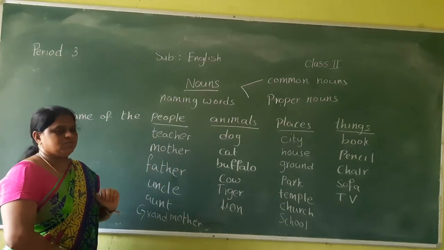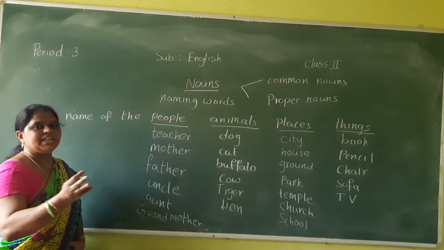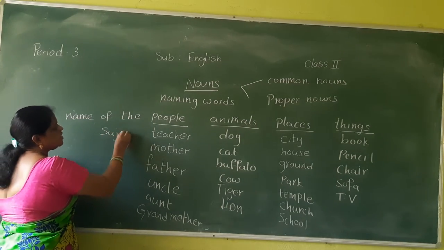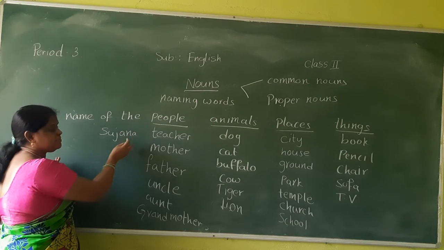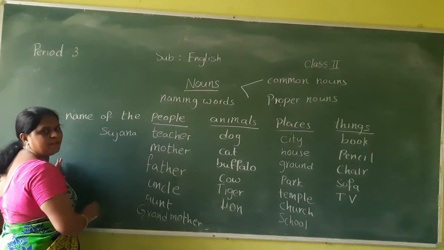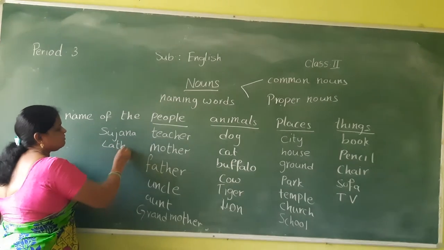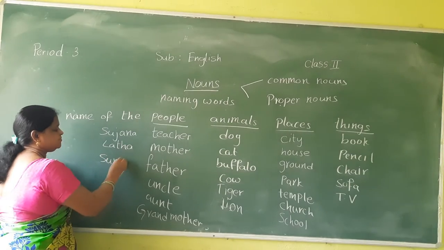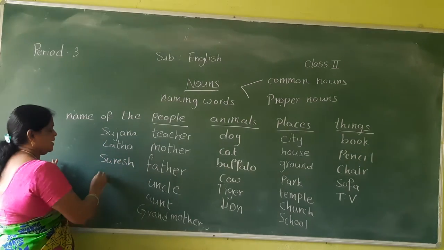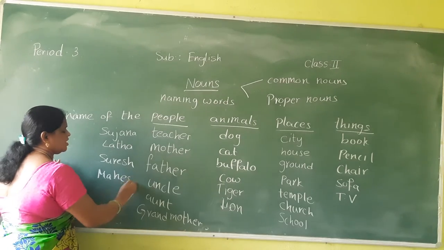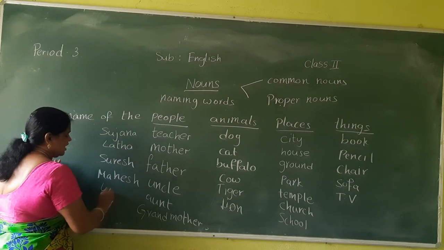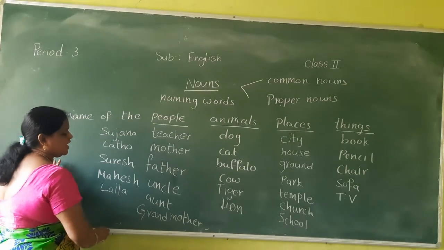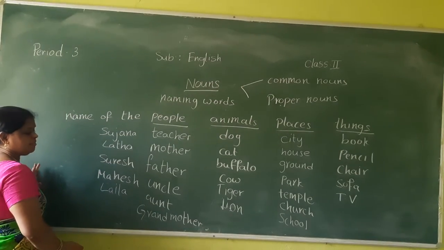So what are the proper nouns? Yes, teacher. What is the name of your teacher? So what is the name of me? My name is Sujana. So this is the name of the teacher. This is a special name. What is the name of your mother? Lata. Father's name? Suresh. Uncle's name? Mahesh. Aunt's name? Laila. Your grandmother's name, Tulasi.